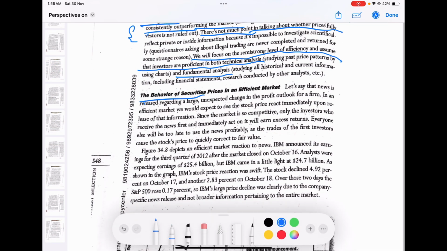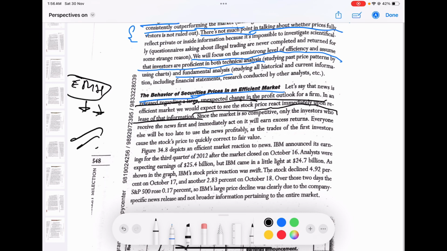Now let's talk about the behavior of security prices in an efficient market. So our assumption here is that the market is efficient in nature. Now let's say that news is released regarding a large unexpected change in the profit outlook of a firm. In an efficient market, we would expect to see the stock price react immediately upon the release of that information. So obviously in an efficient market, we assume that the moment the news is out, the prices right there and then will show a particular reaction. Since the market is so competitive, only the investors who receive the news and immediately act on it will get excess returns. Everyone else will obviously be late, right?